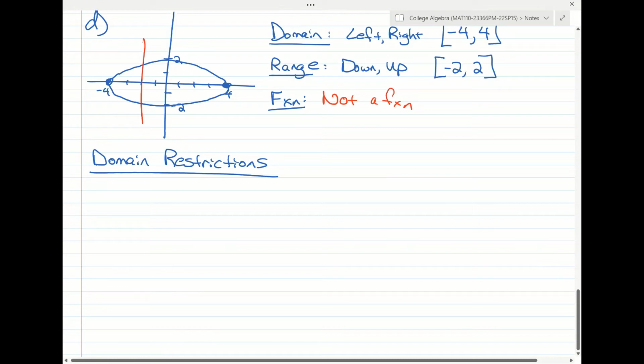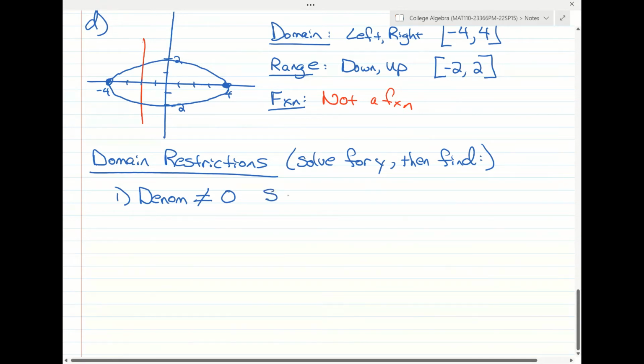So when we have domain restrictions, what we want to do is solve for y, then find. There's a couple different things here. One thing with the domain restriction is that the denominator cannot equal 0. So we solve the denominator equals 0, and then we omit from the domain. And I'll show you a few examples like this.